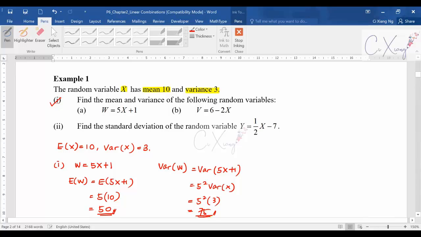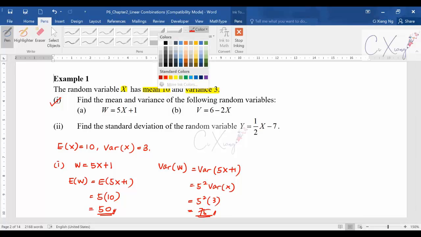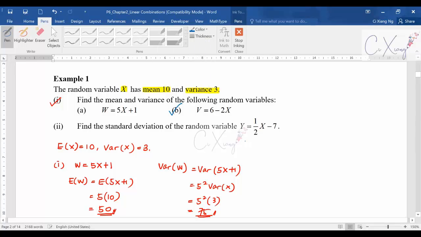Okay, so I hope that you understand this. If there is no problem, then the rest of the part I would like you to try on your own. Very, very simple, part B and also part C. For part B, the mean for V should be negative 14, and the variance of V should be 12. And the standard deviation should be 0.866.